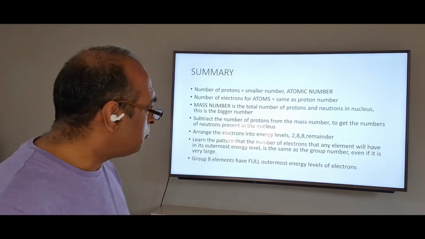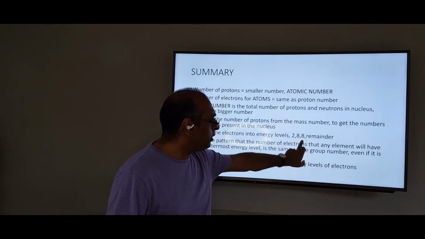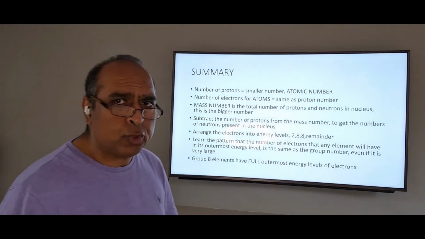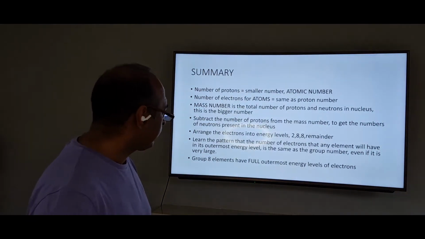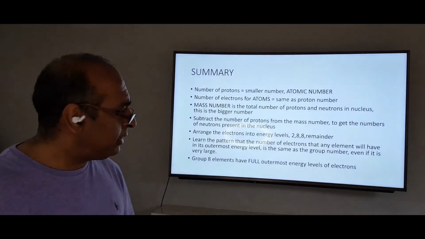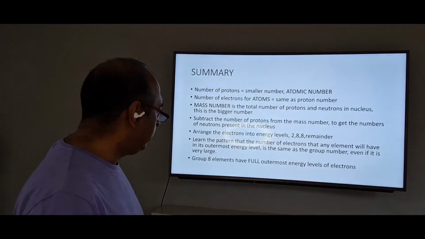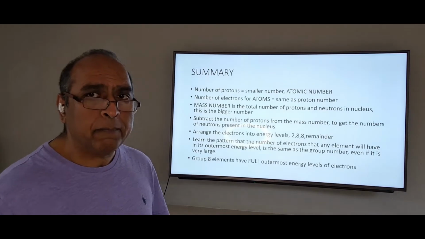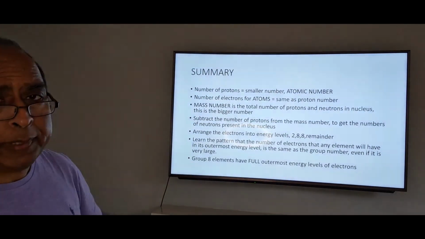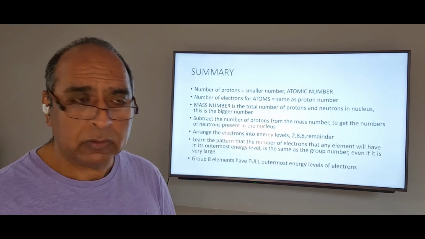The electrons must be arranged 2 electrons in the first level, 8 in the second level, 8 in the third level, and the remainder in the fourth level. And you've got to be able to draw atoms up to 20 electrons. Learn the pattern that the number of electrons any element will have in their outermost energy level, and learn that it's the same as the group number. Even if the atom is very large, you may be asked how many electrons in the outermost level. And finally, group 8, group 0, they have full outermost energy levels.